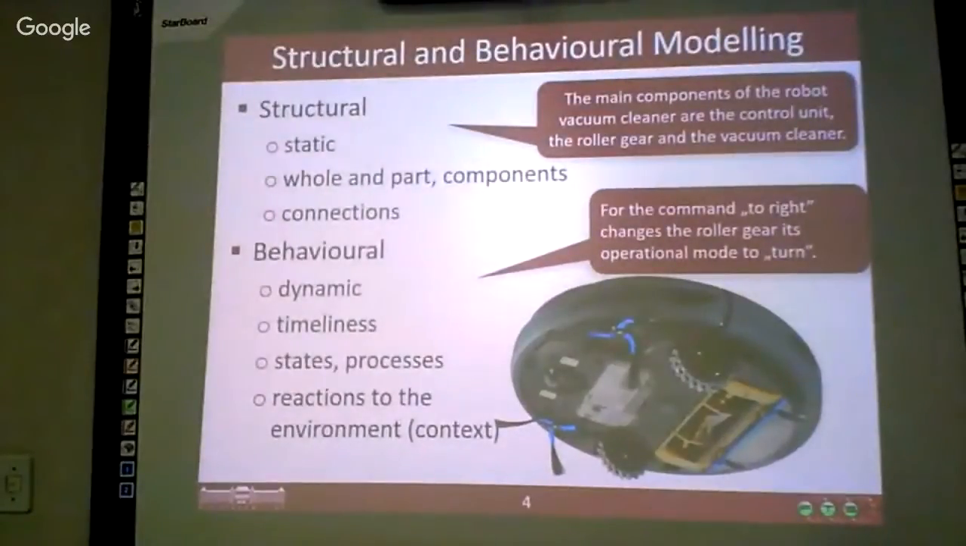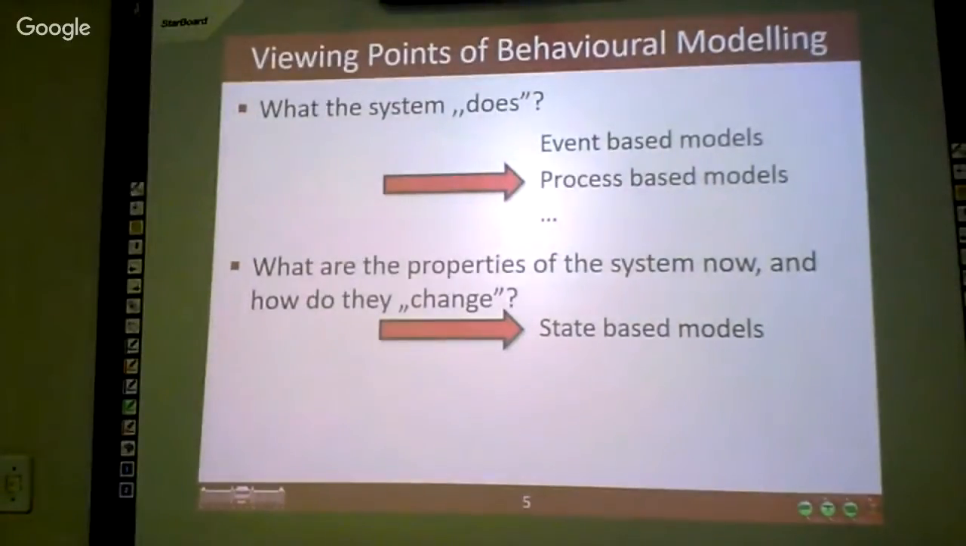As you could see, we can define structural static aspects of systems, but sometimes we need to define the behavior of the system. This will define, for example, for this robot vacuum cleaner, what it will do if we send some commands to it. And to be able to do that, we will define the basic concepts of behavioral modeling.